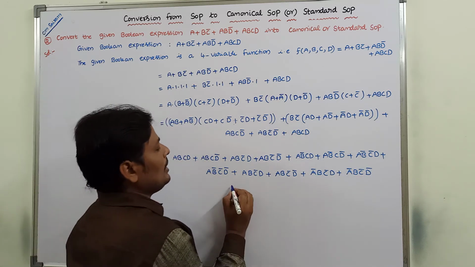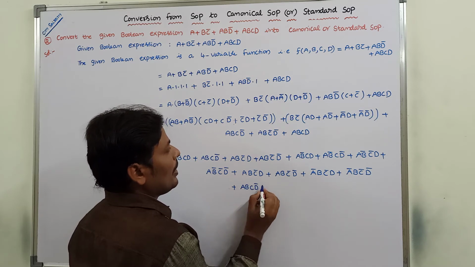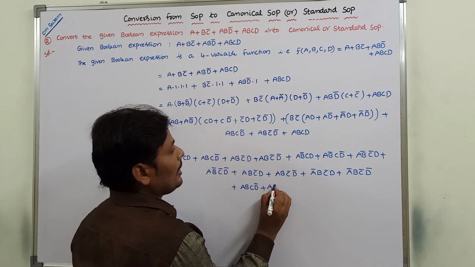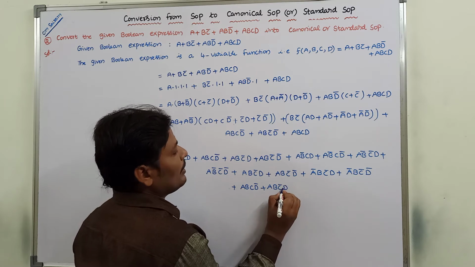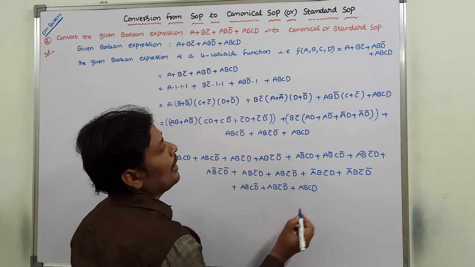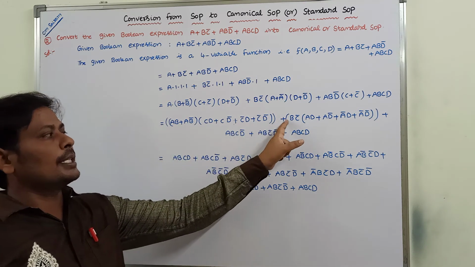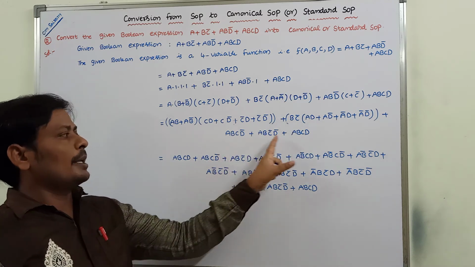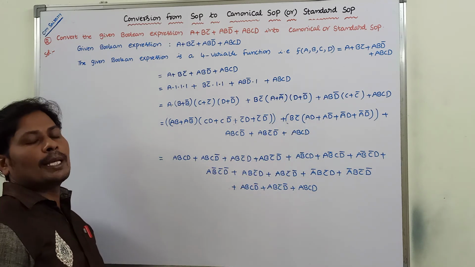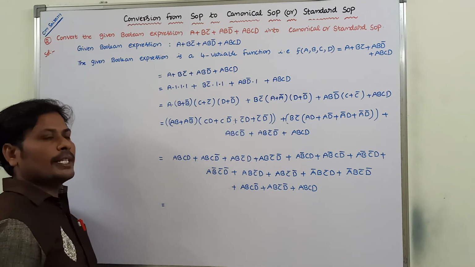Okay. Next one, plus a b c d bar, plus a b c bar d bar, plus a b c d. Okay. After multiplying this term with this term, this term with this term, and the remaining terms, this is the Boolean expression we are getting. Okay. Now observe this one.